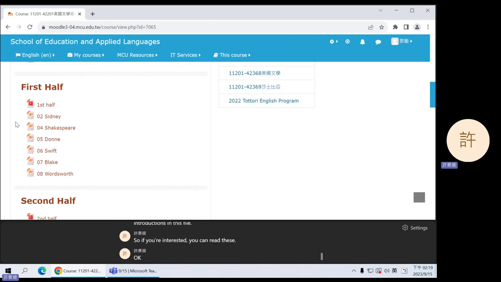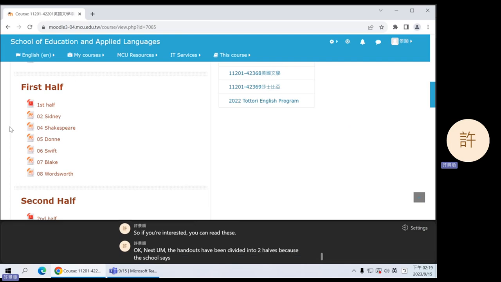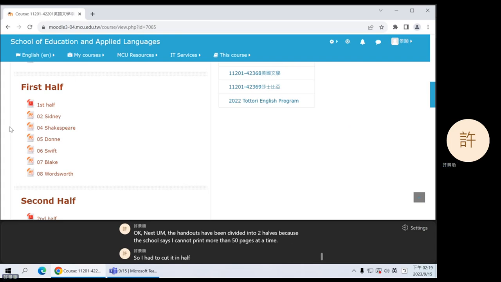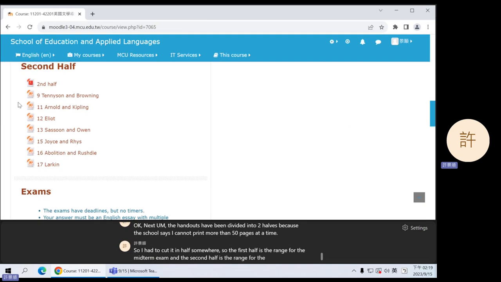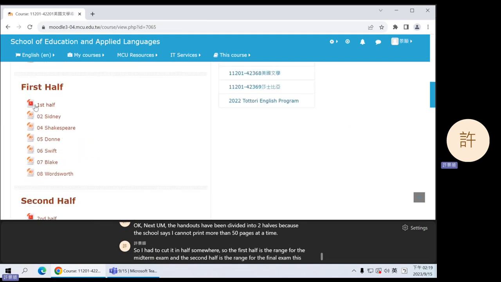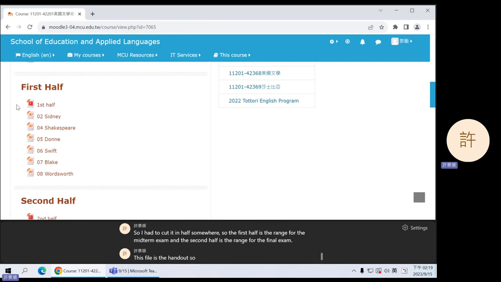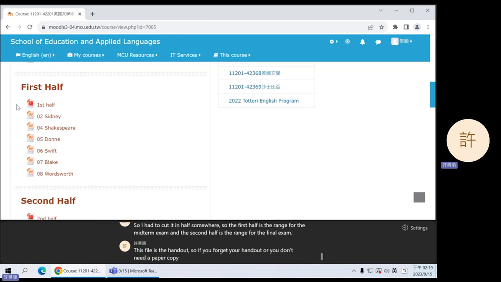Okay, next, the handouts have been divided into two halves because the school says I cannot print more than 50 pages at a time. So I had to cut it in half somewhere. So the first half is the range for the midterm exam, and the second half is the range for the final exam. This file is the handout. So if you forget your handout, or you don't need a paper copy, you can download it from Moodle.